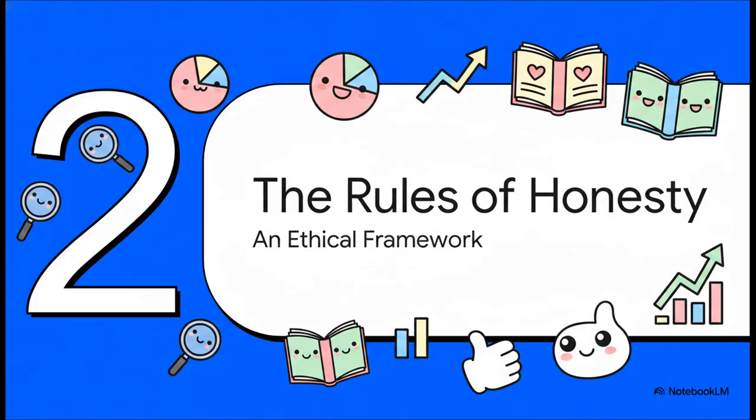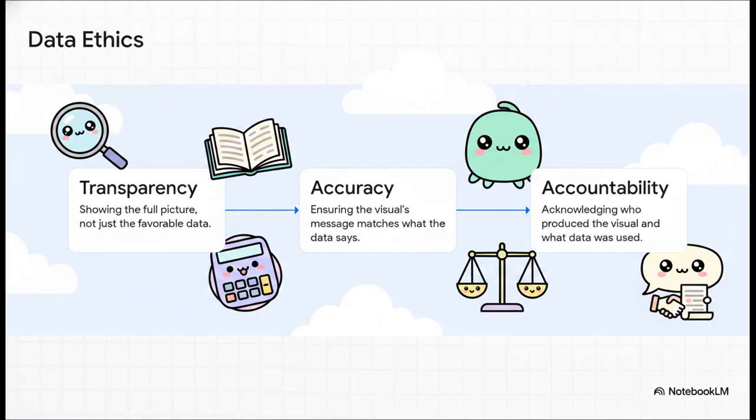Okay, so if visuals can be this tricky, how on earth do we make sure they're being honest? Well, the good news is there's actually a pretty clear ethical framework we can use. Let's get into what we can call the rules of honesty. The whole foundation of doing this ethically really boils down to three core principles. They're pretty simple to remember, but they are so powerful when you put them into practice. We're talking about transparency, accuracy, and accountability. Think of these as the absolute baseline for professional integrity.